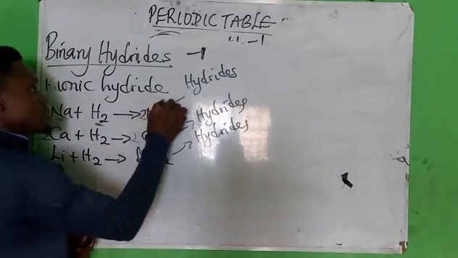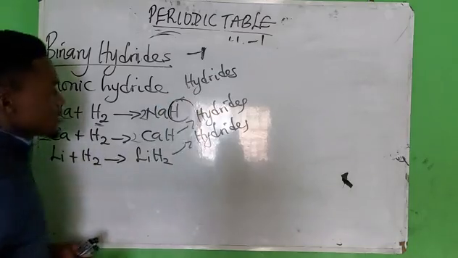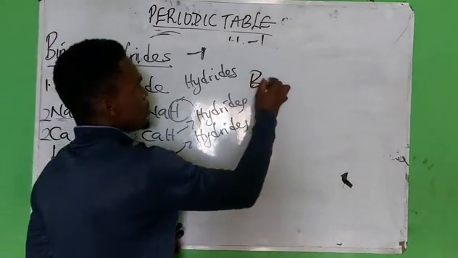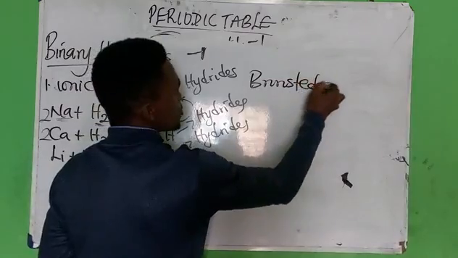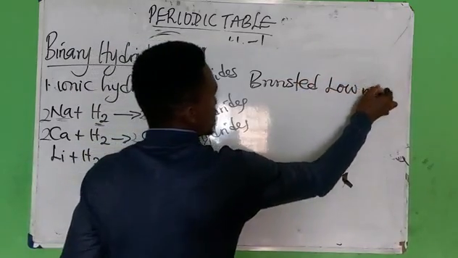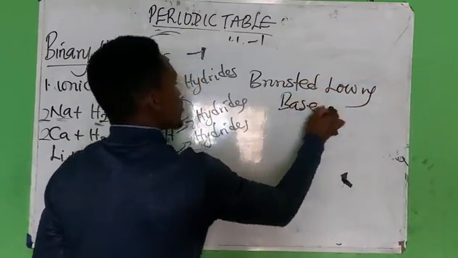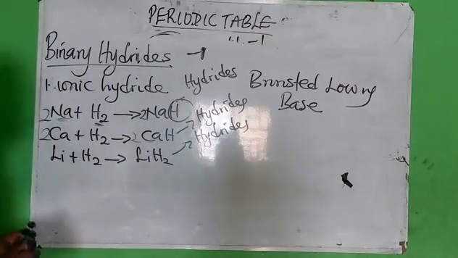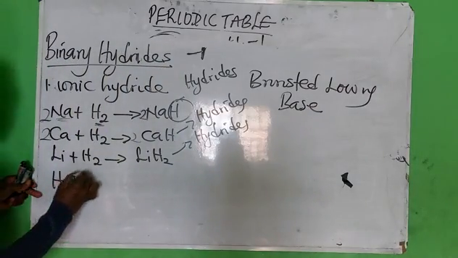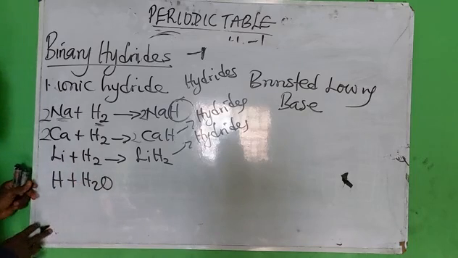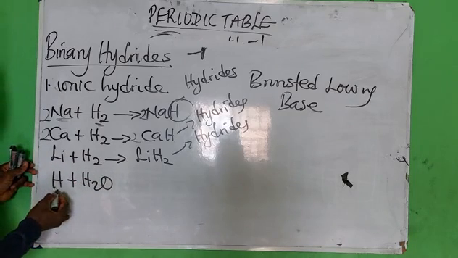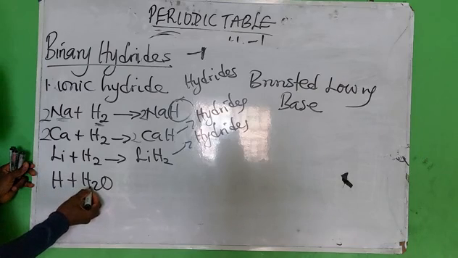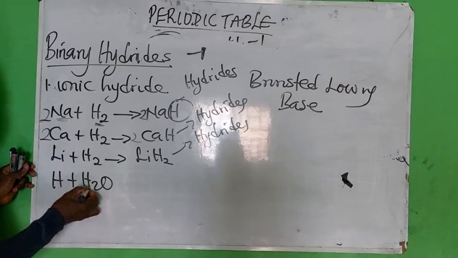Now, in this case, this hydrogen here is a strong Brønsted-Lowry base, all right? It is a strong Brønsted-Lowry base because it is an acceptor. Look at it, I have hydrogen plus water. This hydrogen here accepts a proton donated from the water molecule.